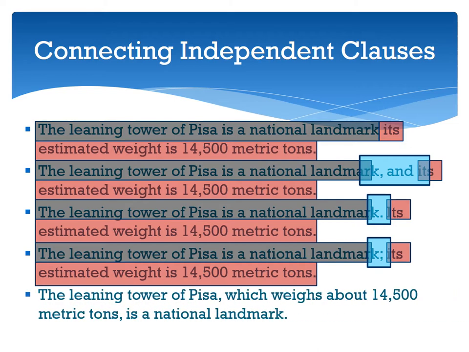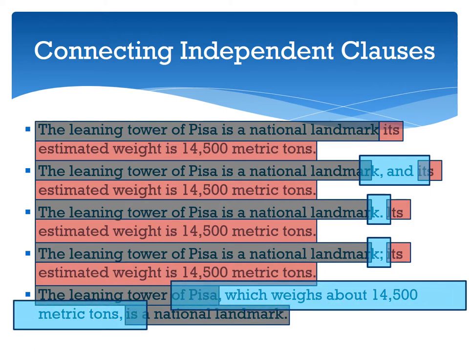And there's another way to do it. We can just rephrase our independent clauses and make one of them dependent. And so here we've made a dependent clause out of that second complete sentence. So now we have Leaning Tower of Pisa is a national landmark. That's the same sentence we had before, but we've made that second independent clause into a dependent clause and separated that off with a comma. So we've got the Leaning Tower of Pisa, which weighs about 14,500 metric tons, is a national landmark. You still have that original complete sentence. We've taken that second complete sentence and made it an incomplete sentence and plugged it into our sentence in a nice and fun way. So there's a lot of different ways to fix a run-on, like that first example there, and these are just a few of them.